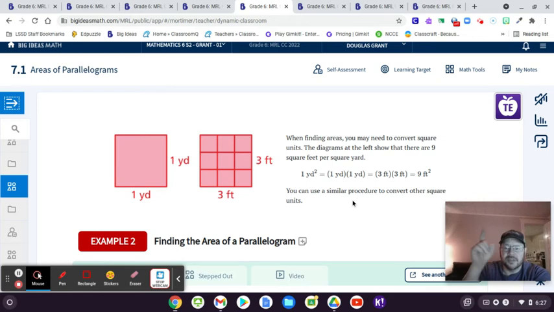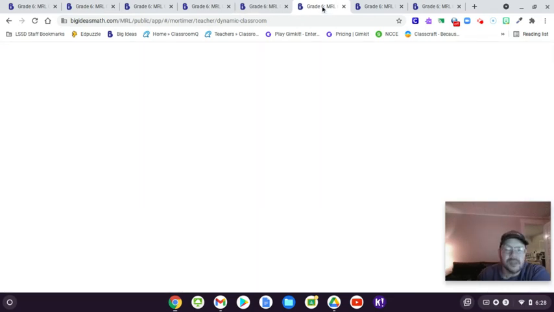So again, something you want to add to your notes: when you're finding area and the units are different, convert the units first, then find the area. I'll leave that up there so you can take notes. Okay, now let's practice one of these. All right, so let's say they give us this parallelogram.